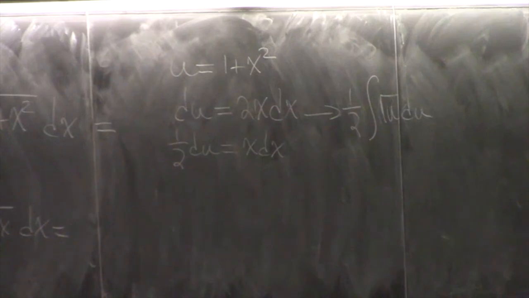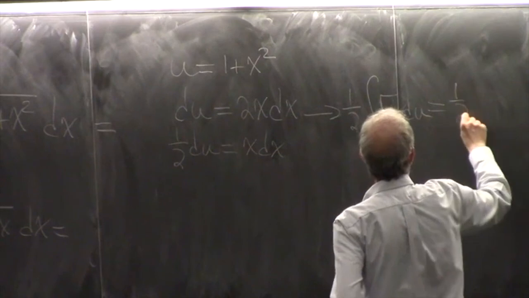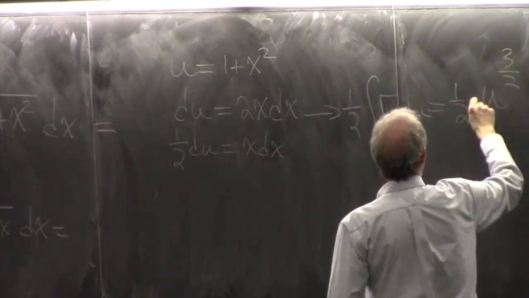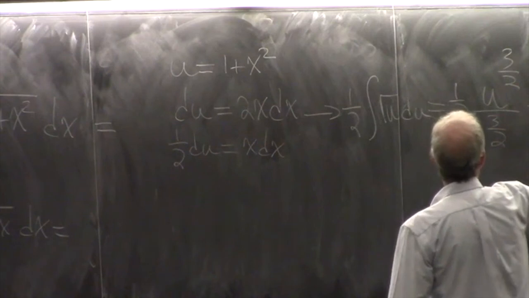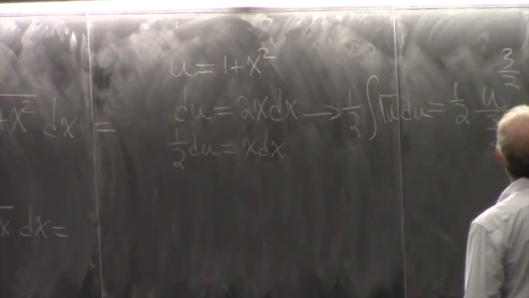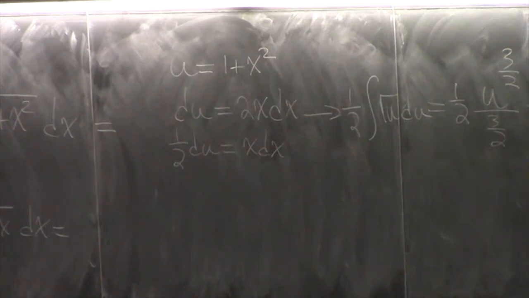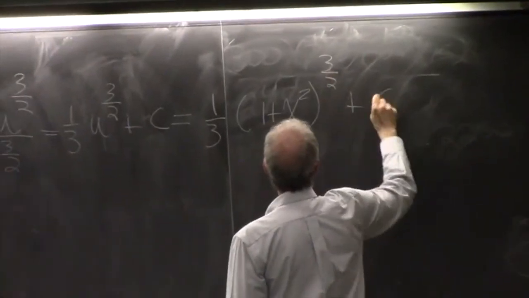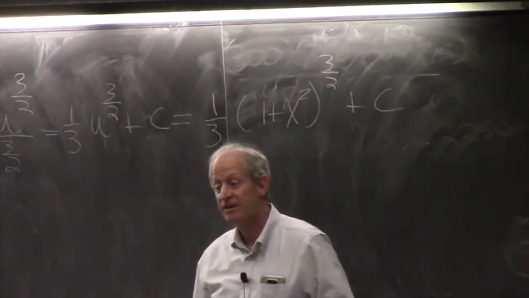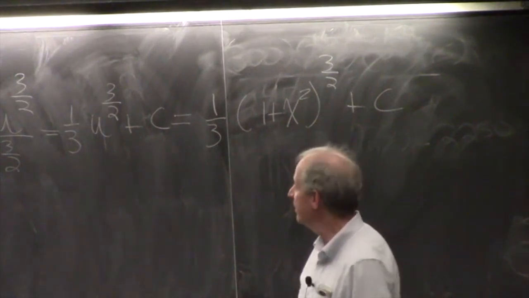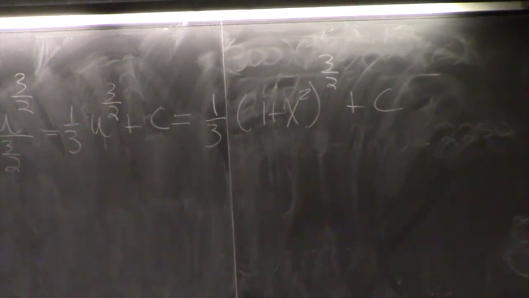So far so good. Okay, the integral of the square root of u is 1/2 u to the 3/2 over 3/2, which with the magic of algebra becomes 1/3 u to the 3/2 plus c, which we now substitute back. We get 1/3 (1 plus x squared) to the 3/2, plus c. So far so good? Alright. Now what about the second one?